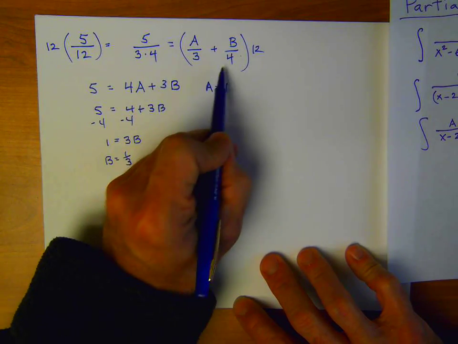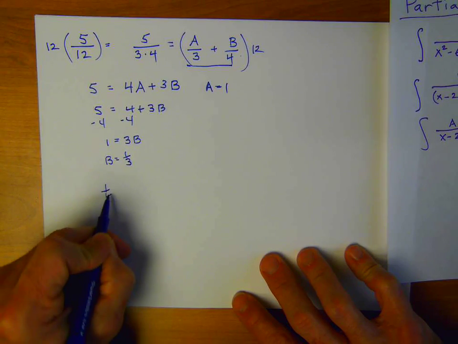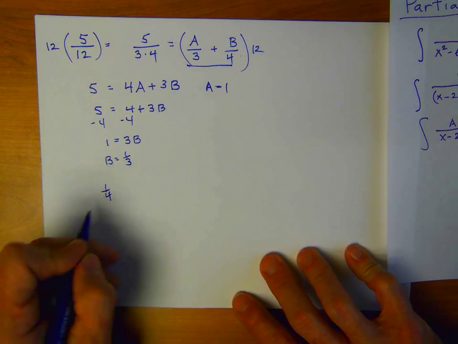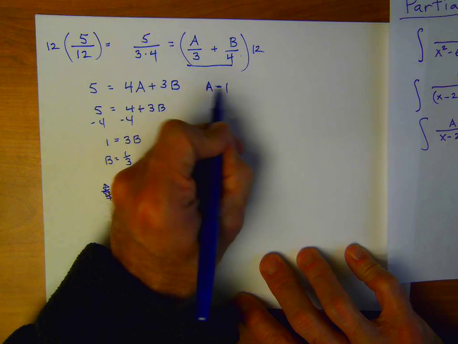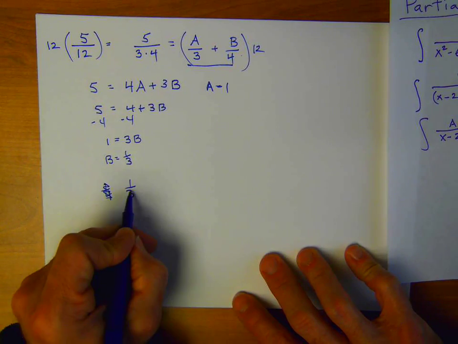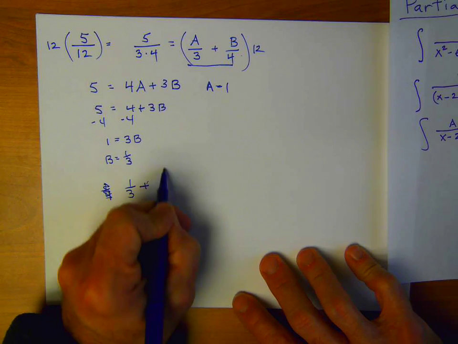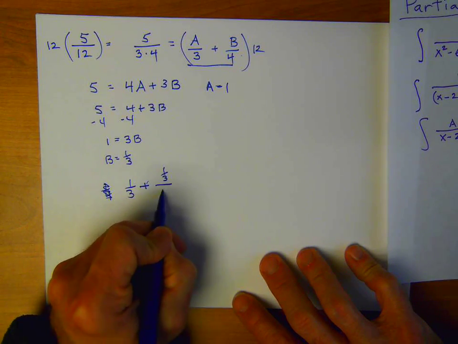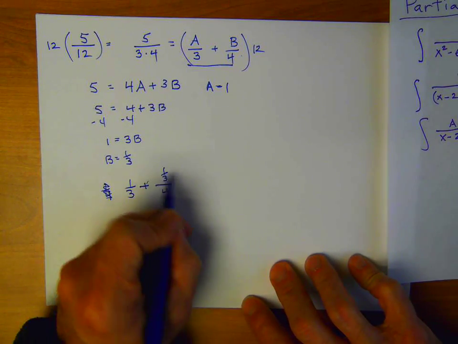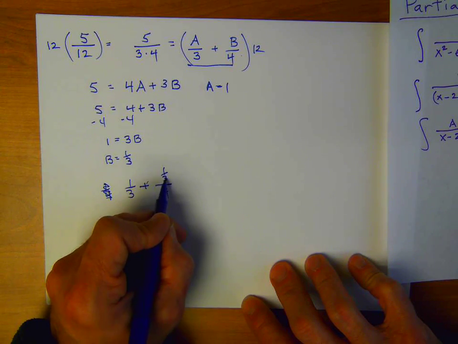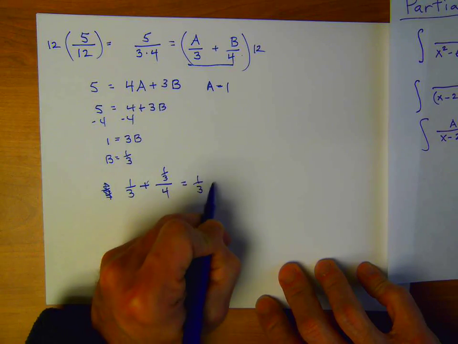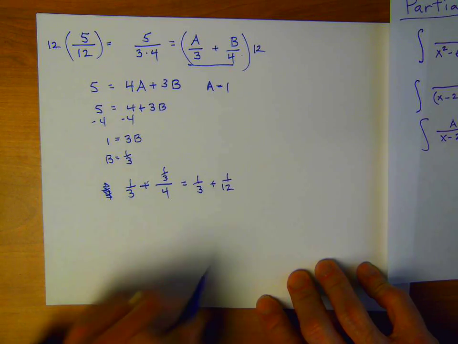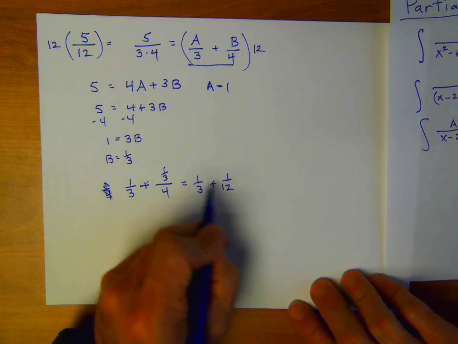So coming back up here then, 1/4, right? Sorry, not 1/4, 1/3, right? Because a is 1, so if I put in a 1 for a, I get 1/3 plus, and b is 1/3, so it's (1/3) over 4. Well, that's just basically saying 1/3 divided by 4, or 1/3 times 1/4. So this is the same as 1/3 plus 1/12. All right. Now let's just check to make sure that works.